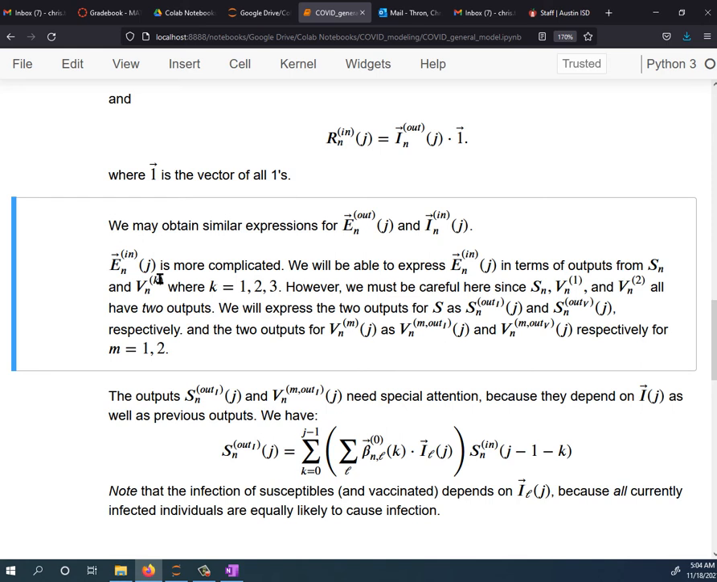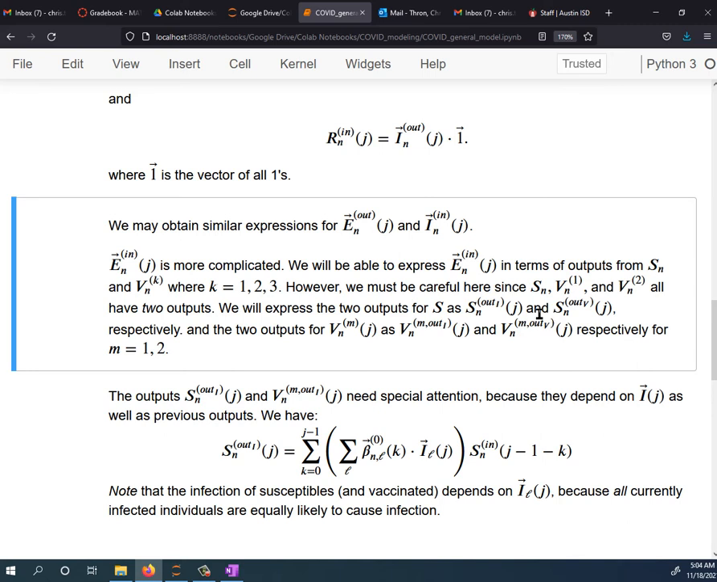You know that people get exposed from the susceptible and the vaccinated compartments. And we must be careful here because these three compartments have two outputs. Some people who are vaccinated once will get vaccinated twice. Some people will get infected, right? So we have two outputs. We'll express these two outputs as out I and out V. So these three compartments are going to have two different outputs, and we're going to have separate equations for those two different outputs.